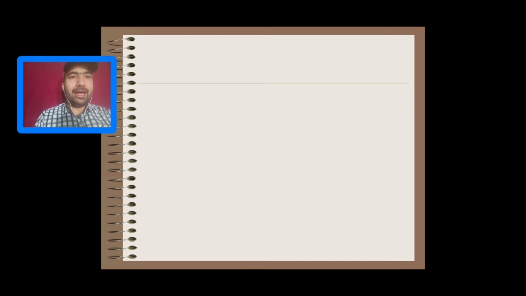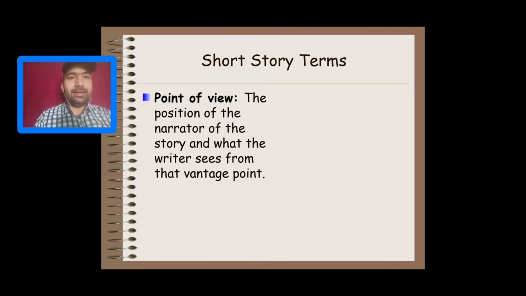Yes, so we have another thing in this, that is point of view. Yes, stories have a point of view. It is the position of the narrator of the story, meaning the way the story is being narrated and what the writer sees from that vantage point. In what way the writer is narrating. So there are three POVs, or points of view.